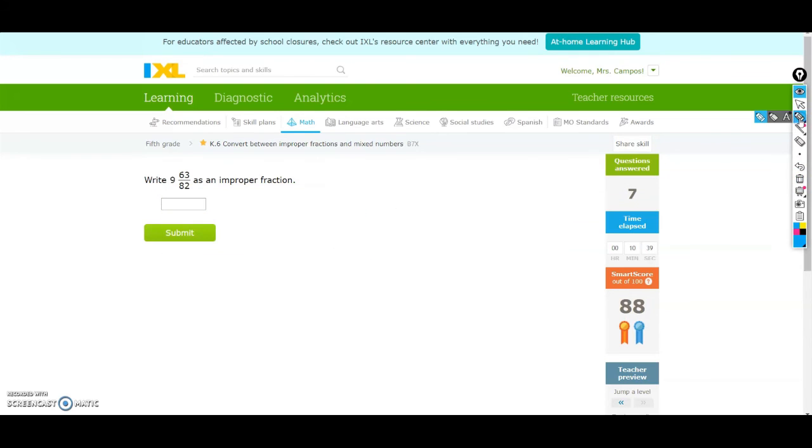Alright, this is the last one that I'm going to do. It is 9 and 63 82nds. That's a big one. So we still need to multiply. So I'm going to show my work over here.